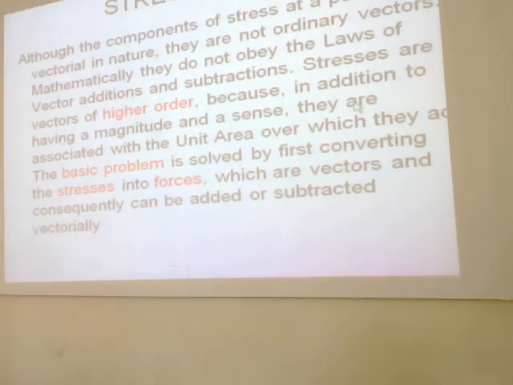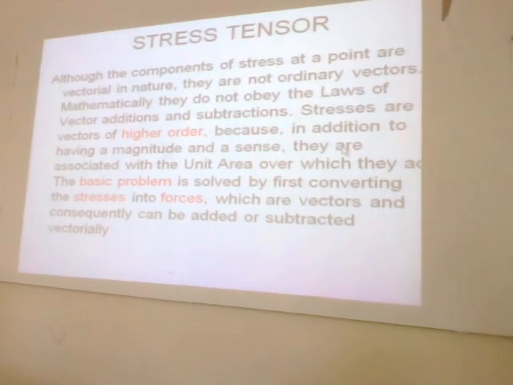Don't do for simple structure like beam, etc. So before we do, we give a concluding remark of the stress tensor.